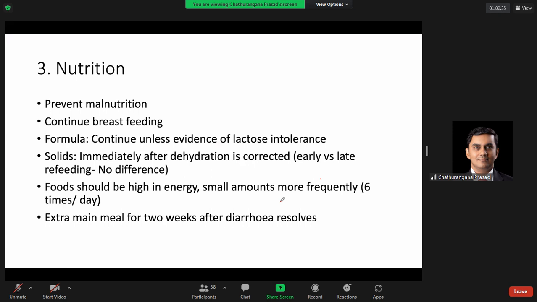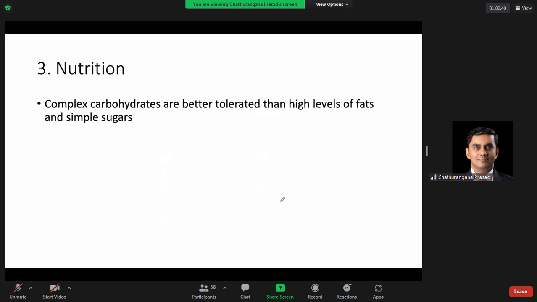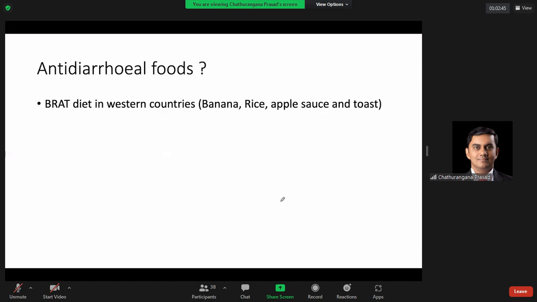Now, as I said, there are certain food items which might be good in diarrhea. These are not scientifically proven, just traditional ones. In Western countries, there's something called the BRAT diet, where you give banana, rice, apple sauce, and toast. In Sri Lanka, we also have similar concepts. We give anamalu. People believe that anamalu has the capacity to absorb water from the stool, so that the water loss is minimal.